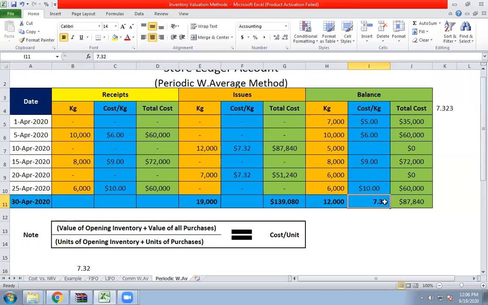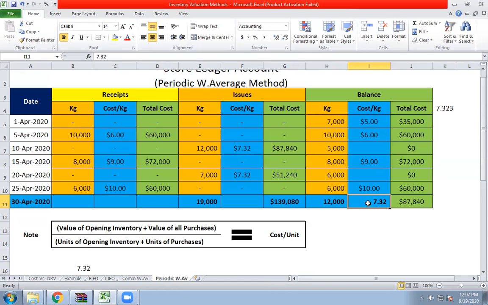This is very simple. We just calculate one cost per kg, which is to be used to value all the material. That cost per kg is calculated at the end of the period when we have made all the purchases. We have to add the value of opening inventory plus all the purchases, and divide it by the kgs of opening inventory and all the purchases. We'll get a cost per kg. Now we'll value the issues with this cost per kg, and we shall value the closing inventory with this cost per kg. So this was about inventory valuation methods.